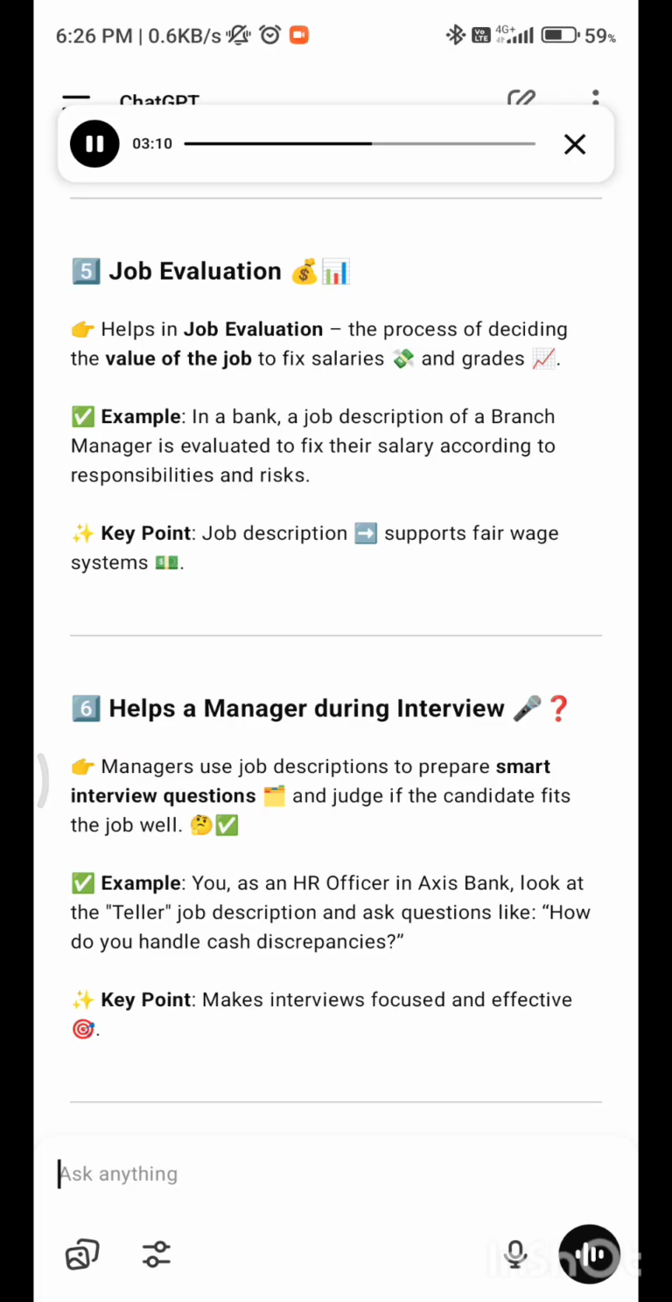6. Helps a manager during interview. Managers use job descriptions to prepare smart interview questions and judge if the candidate fits the job well. Example, you as an HR officer in Axis Bank look at the teller job description and ask questions like, how do you handle cash discrepancies? Key point: makes interviews focused and effective.